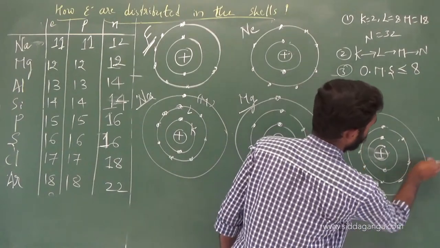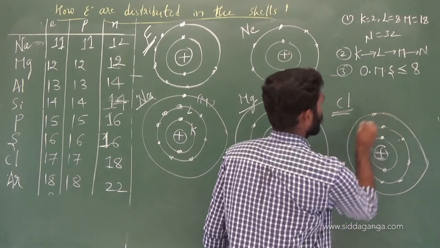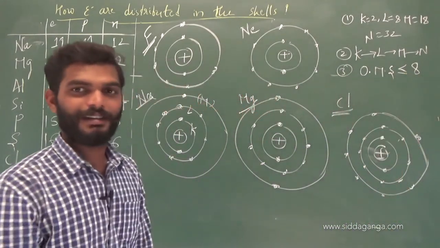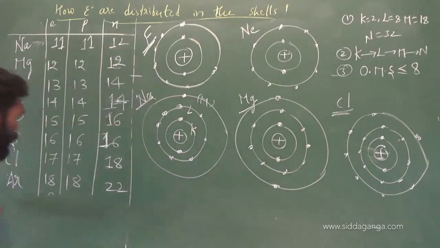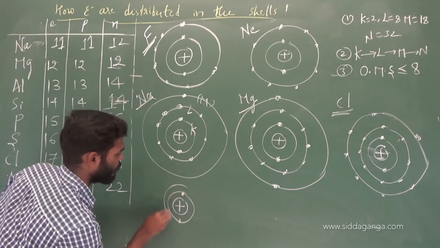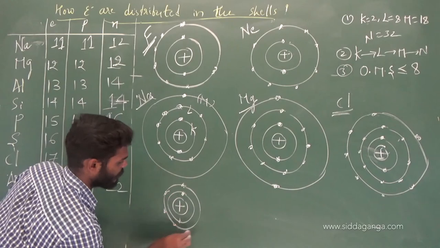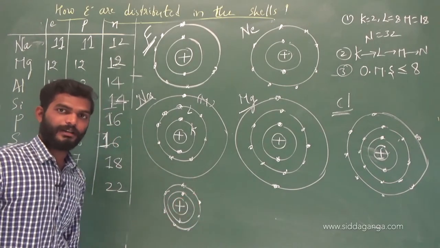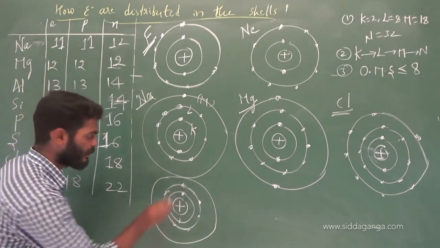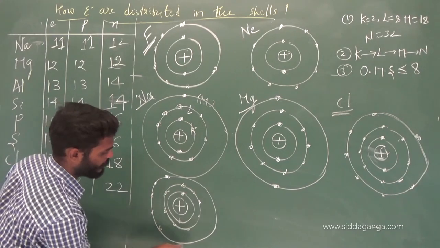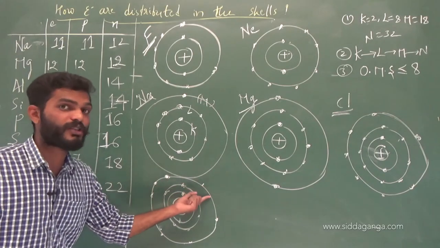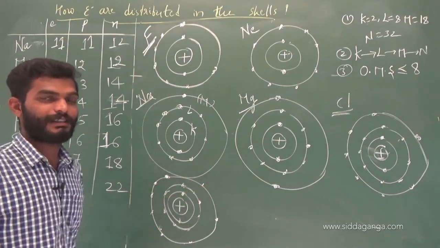We have to fill those 7 in the last shell, that is, the outermost shell. 1, 2, 3, 4, 5, 6, 7. Right? This is for chlorine. We have argon, that is nucleus, 2. We have 8 in the second. Third only, again we have 8, because 2 plus 8 is 10, so we remain with 8: 1, 2, 3, 4, 5, 6, 7, 8. Now, this third shell is the outermost shell for argon, which has 8 electrons.